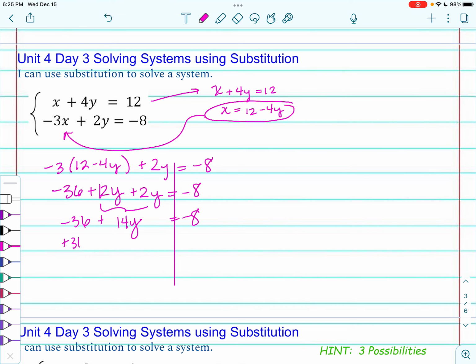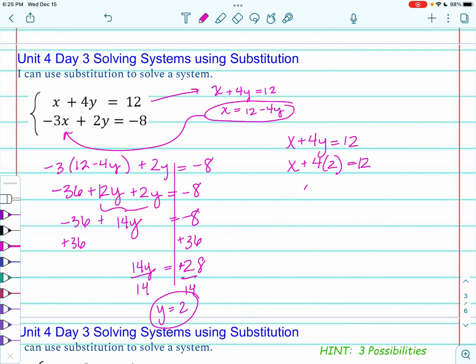Okay, I'm going to add 36 to both sides. Okay, I think I get -28 here, positive 28. And divide both sides by 14. And I get y equals 2. Okay, I need to plug it back into one of the equations. I'm going to plug it back into the top equation. Again, it doesn't matter. So I'm going to plug in 2 for y. 8 equals 12, subtract 8, and I get y equals 4.